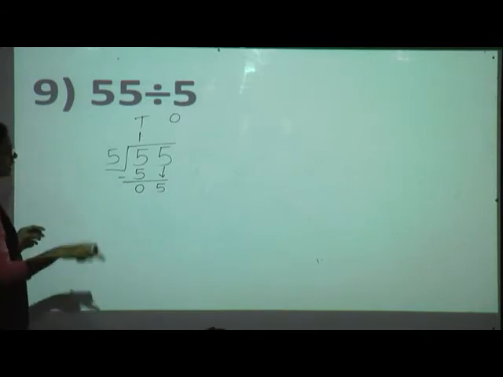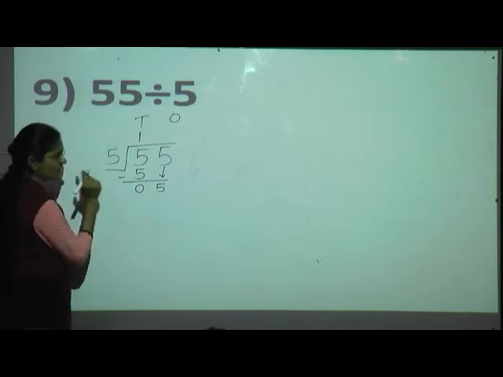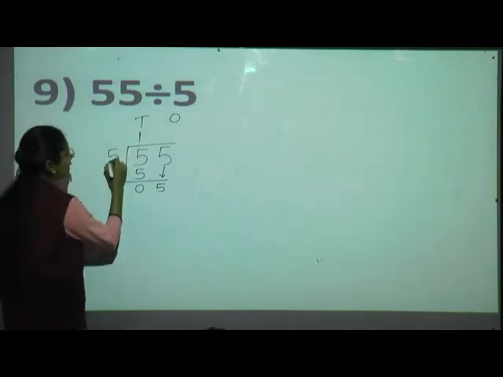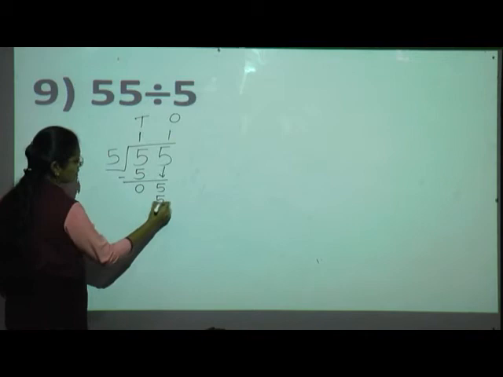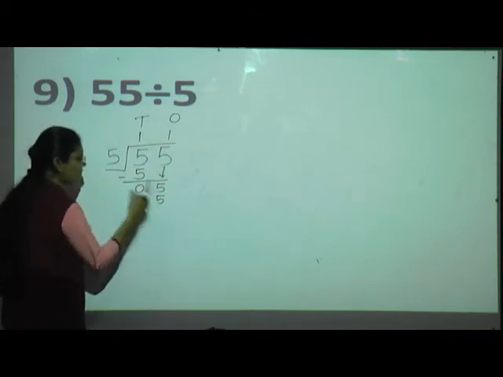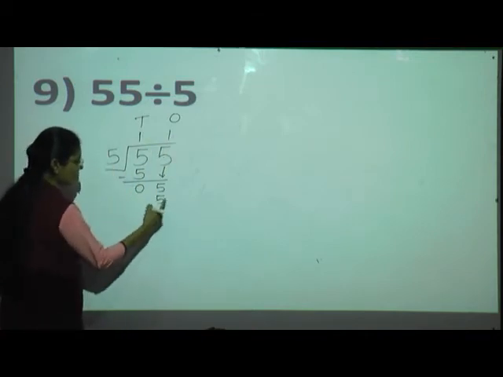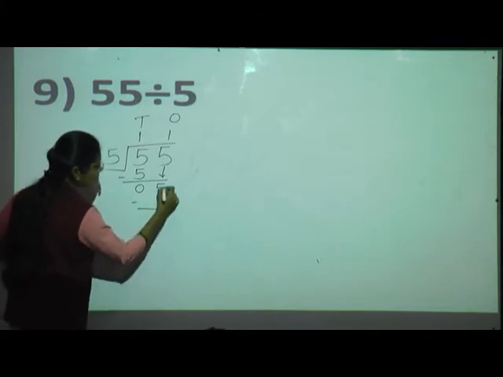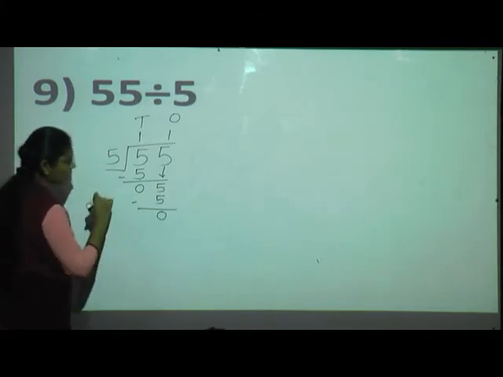Okay. Now again the same. In the 5, how many 5's are there? Only 1. So again we will write 5 ones are 5. Say 5 ones are 5. And then we have to do the subtraction, that is 5 minus 5, 0.